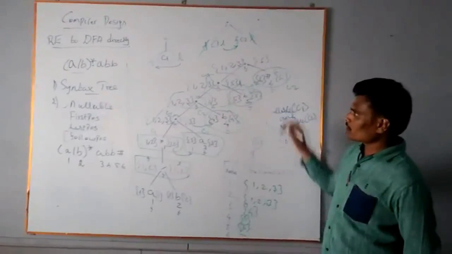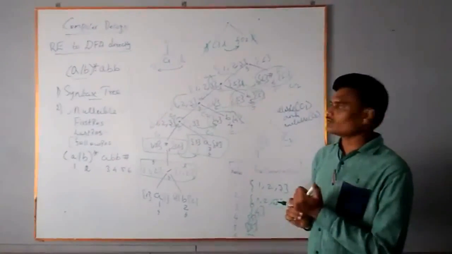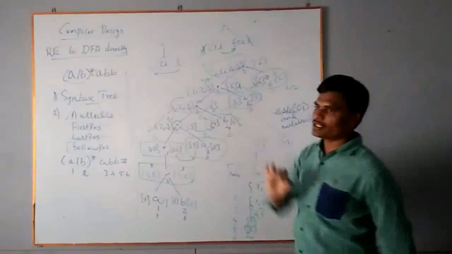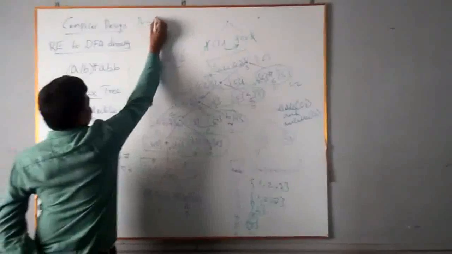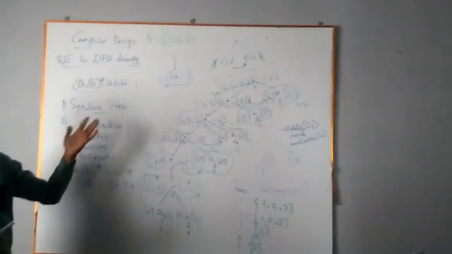After completing all these 4 processes, now we have to construct the direct DFA. The top root node value will be A, so we take A as 1, 2, 3. Now based on this A, we have to pass a terminal symbol to this transition. So we have to see the transition of A comma A and the transition of A comma B.